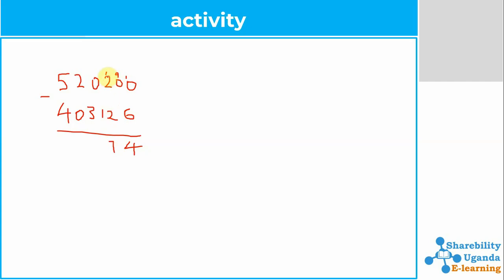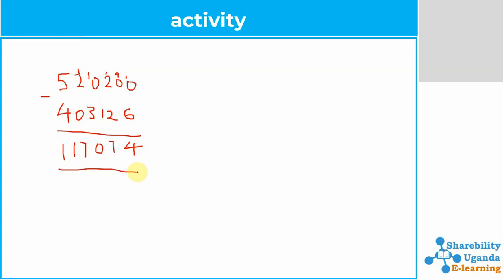Then we say our 2, our 1, because we borrowed 1 from here. We say our 1 minus 1. We get our answer as 0. Then we say 0 minus 3, which is impossible. We come and borrow 1 from here. So when you borrow 1, it remains 1. This becomes 10. So we shall be having our 7 here, because 10 minus 3, we get 7. 1 minus 0, we get 1. Then we say 5 minus 4. We shall be able to get that.